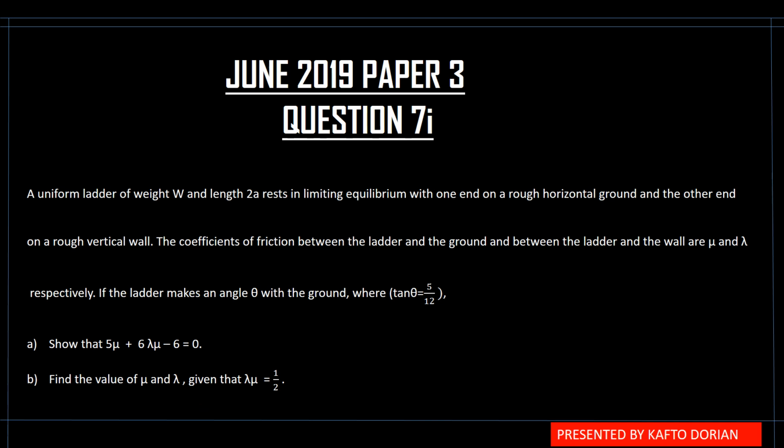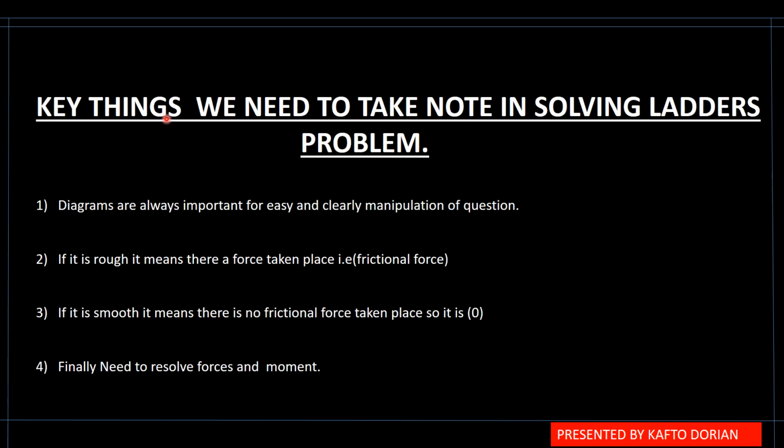Okay, here are the key things you need to take note of in solving ladder problems. Firstly, you must draw your diagram, because it will ease your manipulation in solving the question. Secondly, when the question says it is resting on a rough vertical wall or horizontal ground, it simply means that there is a frictional force there. Third, when the question says smooth vertical wall or horizontal floor or ground, it simply means there is no friction at all, so the friction there is 0.